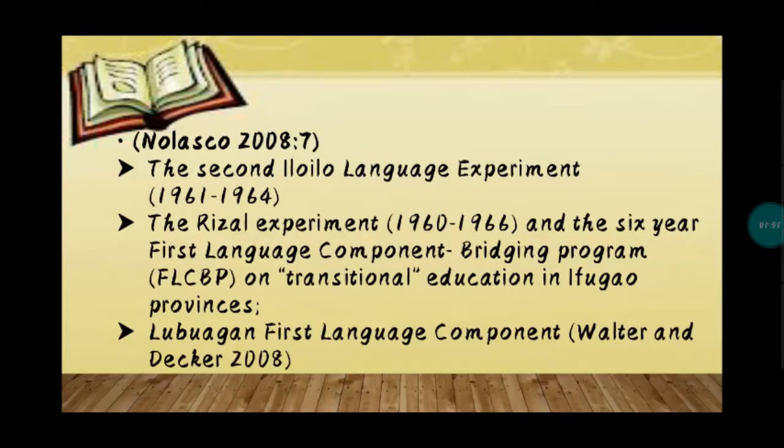Nolasco 2008, the second Iloilo language experiment in 1961 to 1964. Nolasco also, the Rizal experiment in 1960 to 1966, and the 6-year first language component bridging program or FLCBP on transitional education in Ifugao province. Libuangan first language component, Walter and Dekker 2008. However, despite the innovations nga nag-support sa paggamit sa local languages in education, ang bilingual education policies primarily gi-acknowledge gihapon sa paggamit as auxiliary languages to be used orally lang siya.